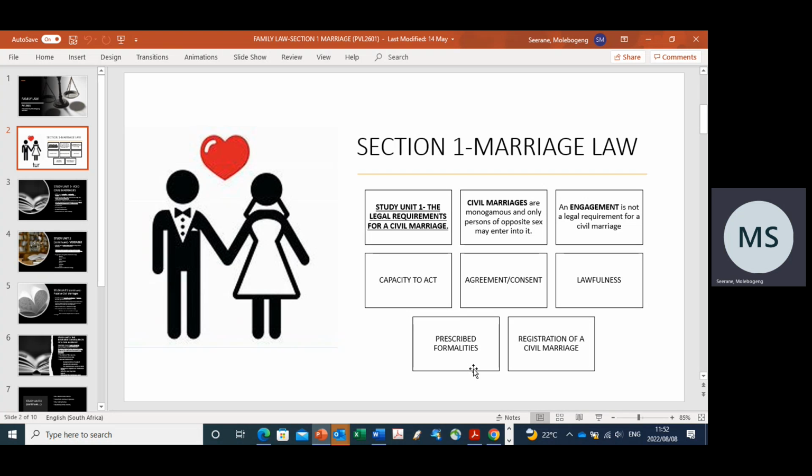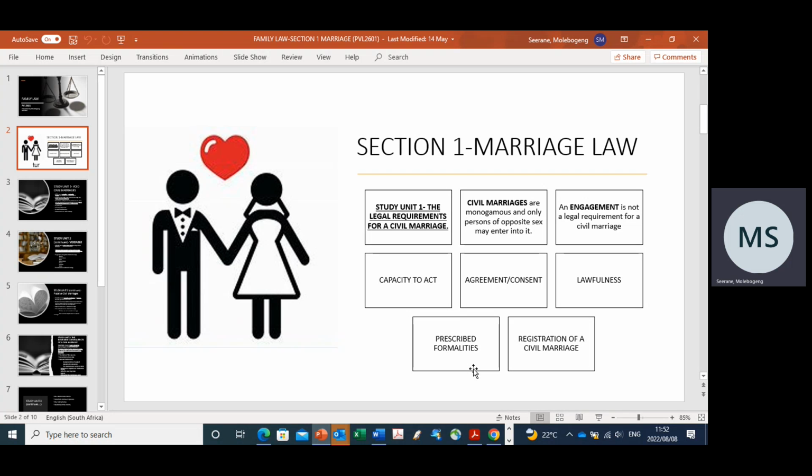Under marriage officers, the Marriage Act sets out the prescribed formalities of a civil marriage, and a civil marriage may only be solemnized by a marriage officer. Anyone who purports to solemnize a marriage without having the necessary authority to do so is prohibited from doing so.